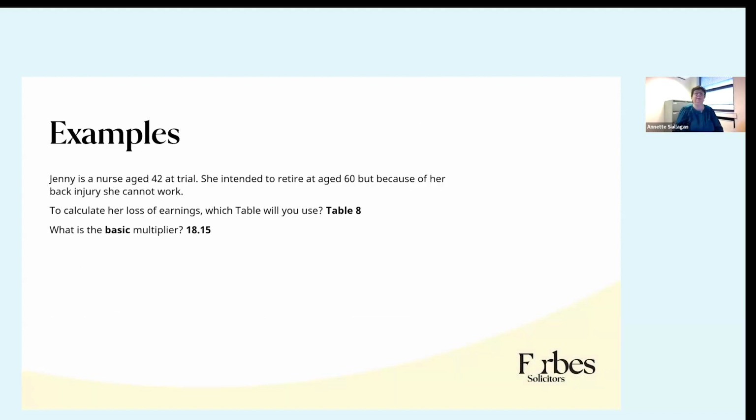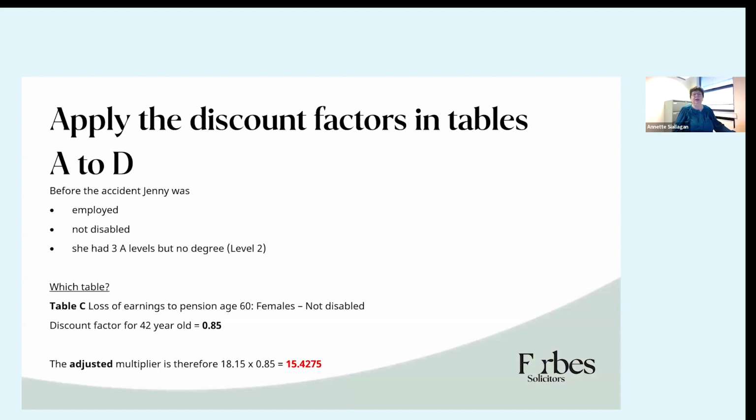So just to give you an example, Jenny is age 42 at trial. She was going to retire at age 60, but she cannot work. To calculate her basic multiplier, you'd use table 8 at the appropriate discount rate. Let's say it's minus 2.5%, you'd get 18.5. But then, because it's a calculation for loss of earnings, you have to apply discount factors in tables A to D. So before the accident, Jenny was employed, not disabled, and she had 3 A levels but no degree, so that's level 2.